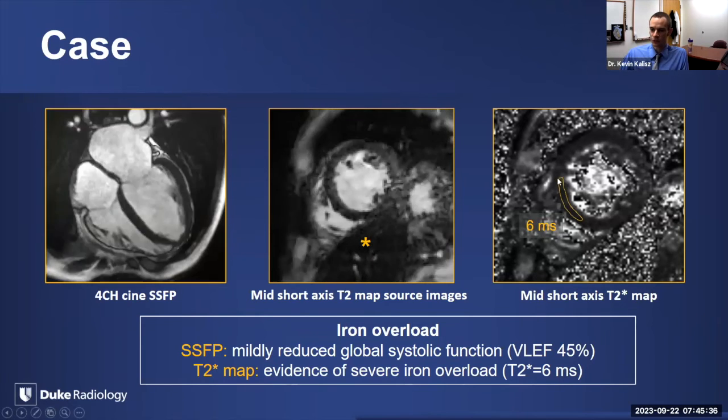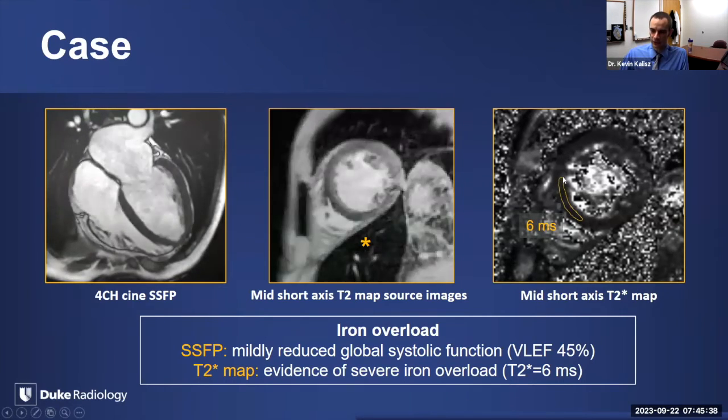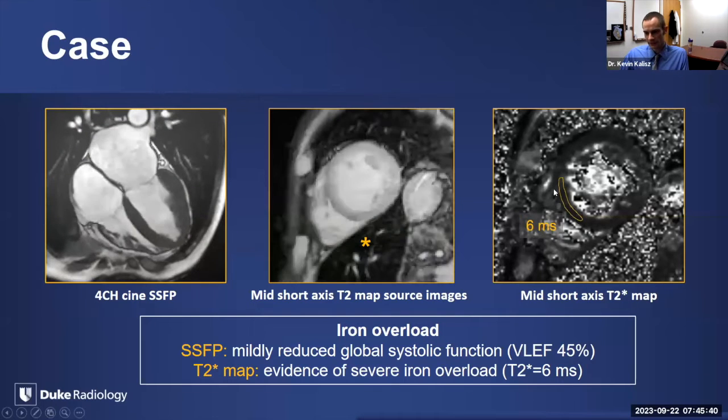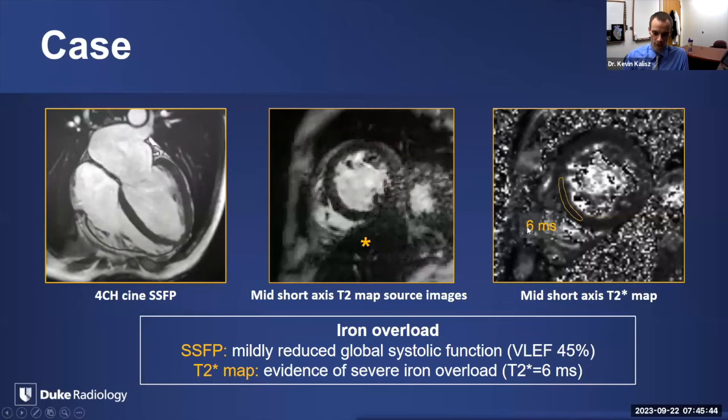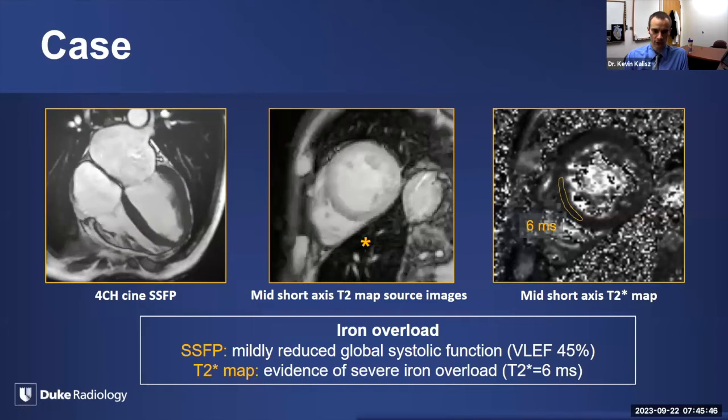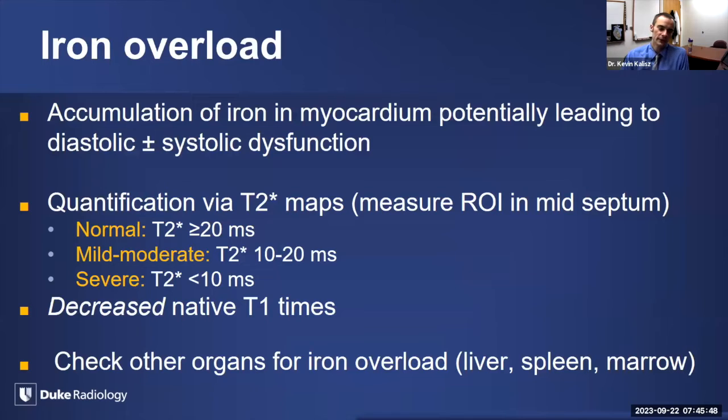On these maps, you can actually quantify by drawing your ROI, typically in the mid-septum. Here we've got a value of 6 milliseconds, which is markedly abnormal and consistent with severe iron overload. Iron overload is what you think it is: accumulation of iron in the myocardium leading to diastolic dysfunction, and in end stages, possibly a systolic component. Again, this is quantified with T2 star maps.